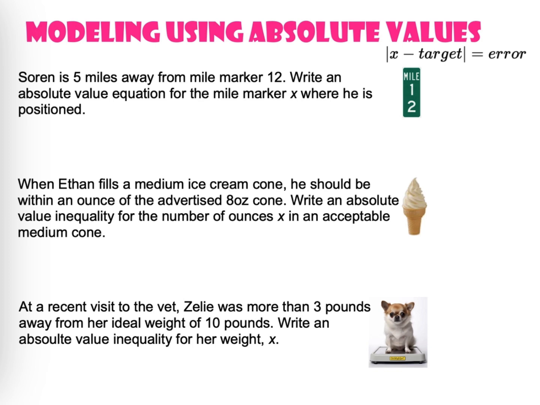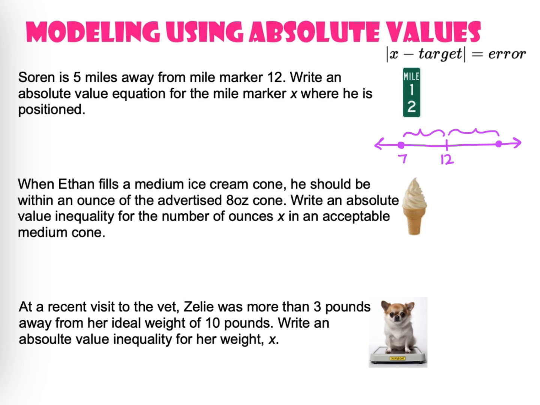The absolute value symbol is defined as being the distance a number is from 0. So maybe it's not surprising that we can use that to stand for errors. The distance from a target is going to be your error. So let's just kind of draw this first one out so you can picture it. Mile marker 12. If you were 5 miles away from mile marker 12, you're either going to be this way by 5 miles or this way by 5 miles, right?